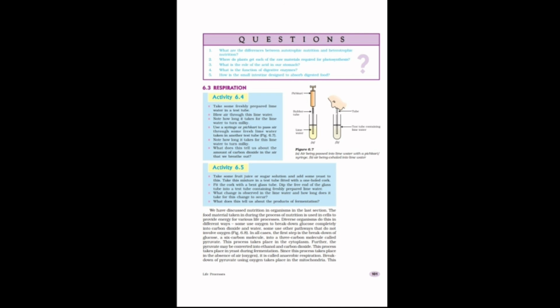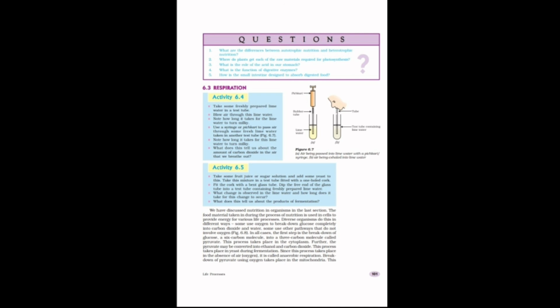In all cases, the first step is the breakdown of glucose, a 6 carbon molecule, into a 3 carbon molecule called pyruvate. This process takes place in the cytoplasm. Further, the pyruvate may be converted into ethanol and carbon dioxide. This process takes place in the yeast during fermentation. Since the process takes place in the absence of air, or oxygen, it is called anaerobic respiration.